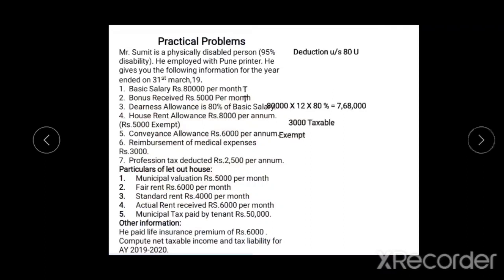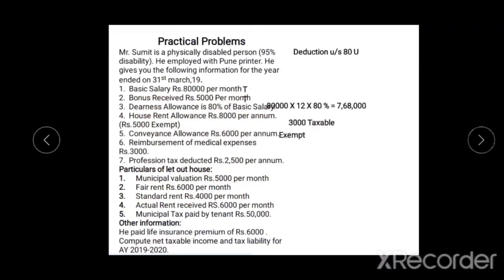Okay. Before the assessment year 2020, please everyone listen carefully to what I am going to explain. Before the assessment year 2020, the transportation allowance is exempt up to rupees 1,600 per month. But from the assessment year 2020, the transportation allowance and the convenience allowance are both fully taxable.